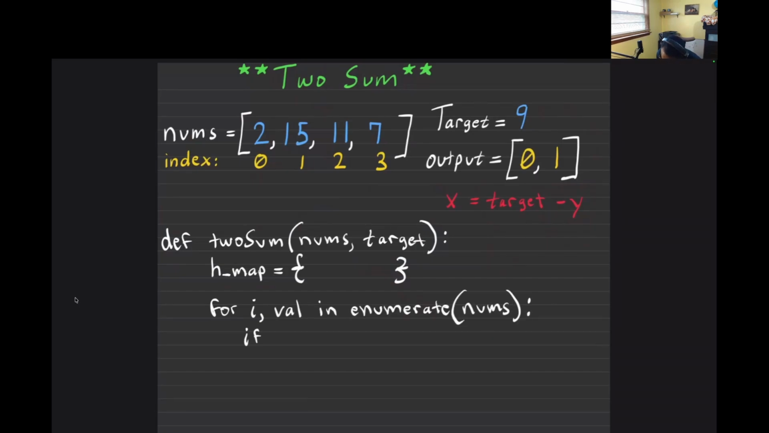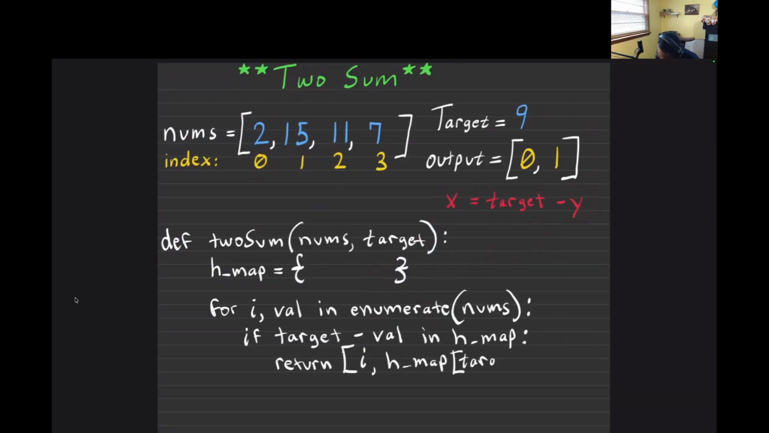If target minus value is in our hash map, then we will return the current index that we're on. So we'll return I and hash map of that key, right? Target minus val. Okay, and that's it for this if statement here. Otherwise, we always have to update and populate our hash map, right? So hash map of the current value, we're going to set it equal to I because we're tracking the index, okay?